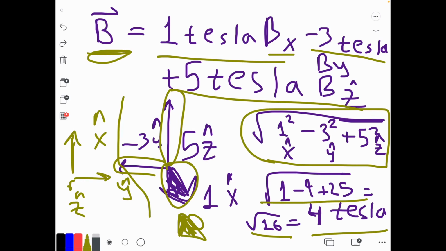So hopefully you learned a lot about this Tesla. It is a magnetic field, but we use the same vector approach. We have Tesla units over here, so the magnitude is also going to be in Tesla. It's not going to be a different unit. Because you had Tesla, the magnitude is also Tesla. So it's 4 Tesla, not 4 without a unit. Hopefully you learned something, and I'll see you in the next videos.